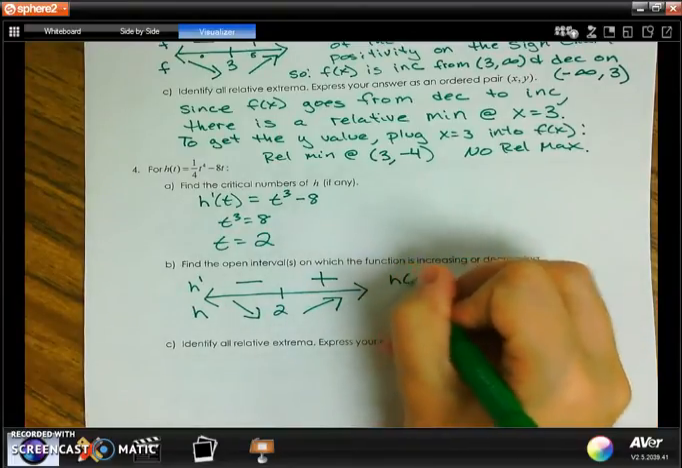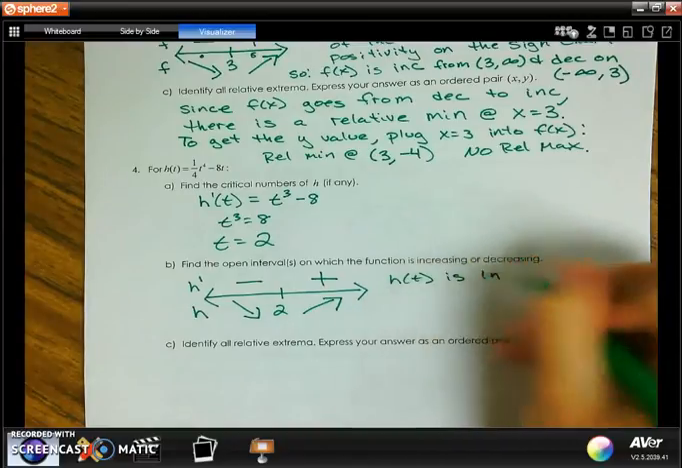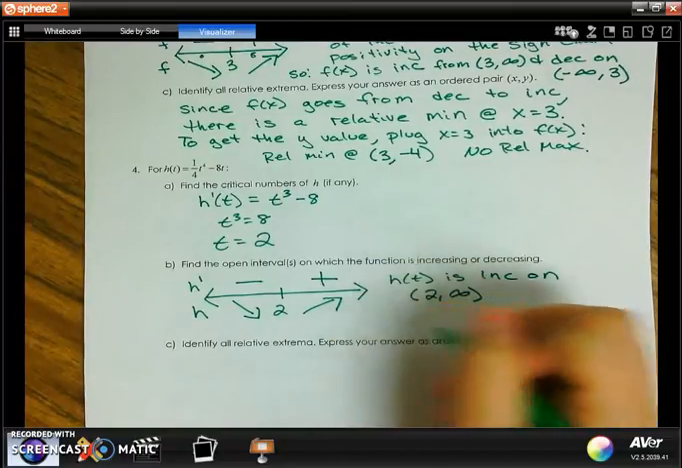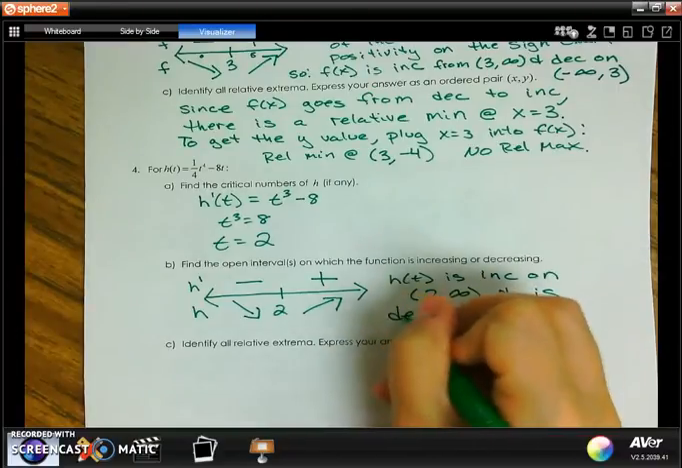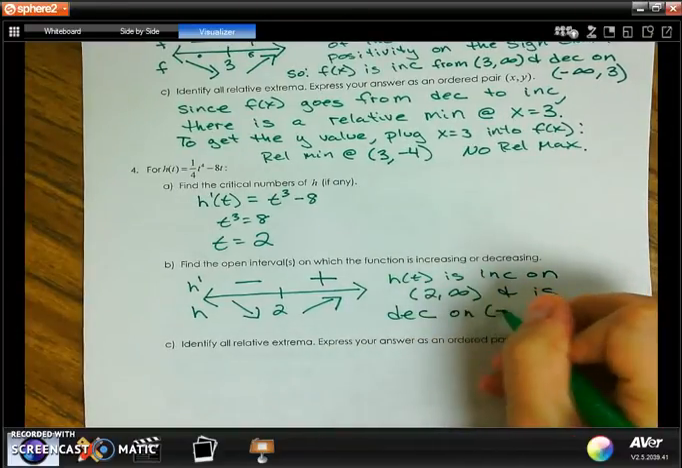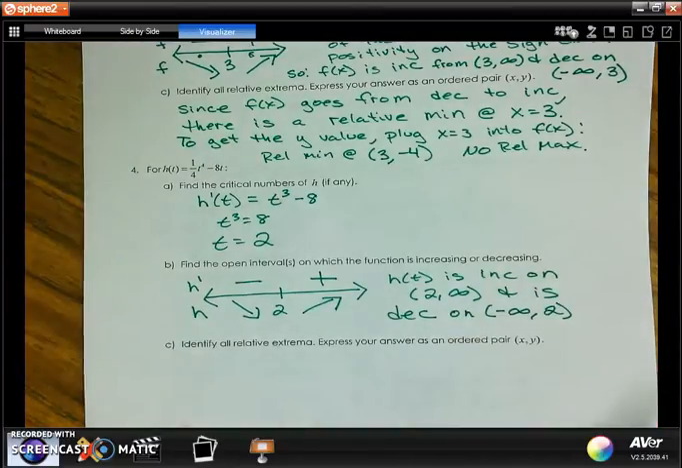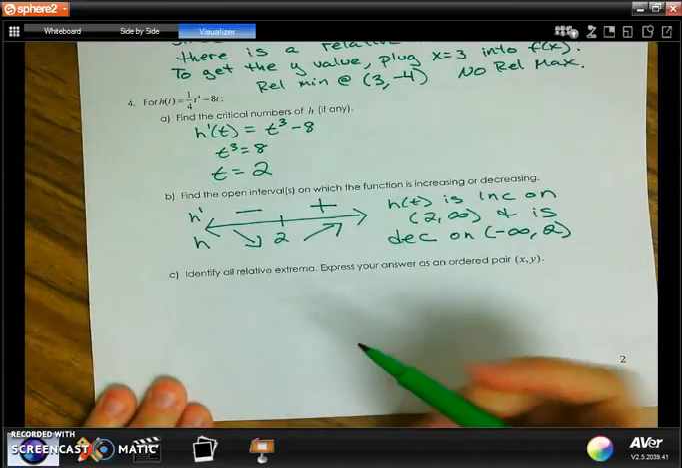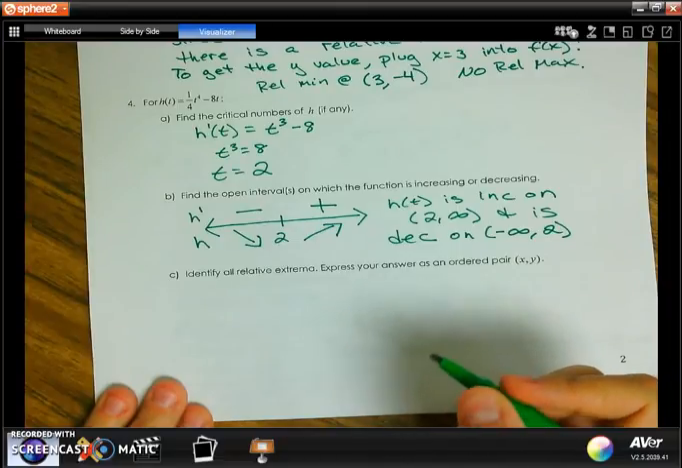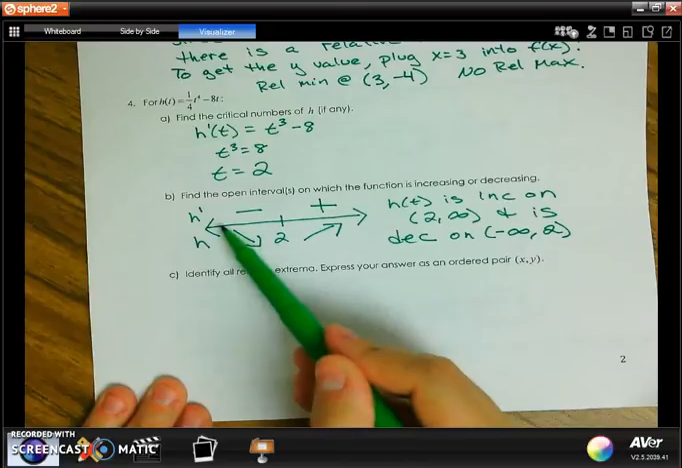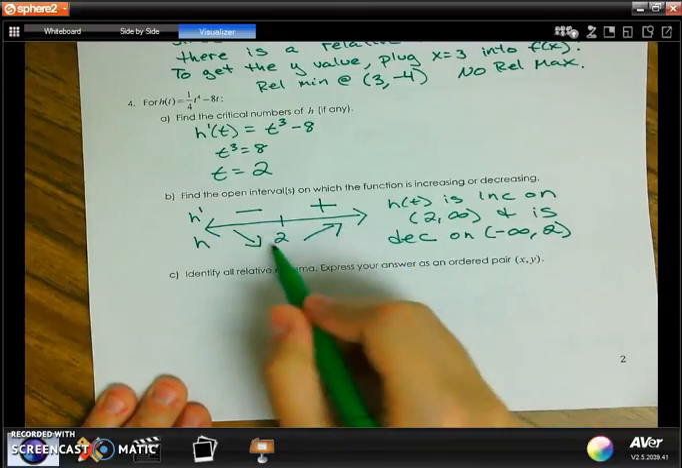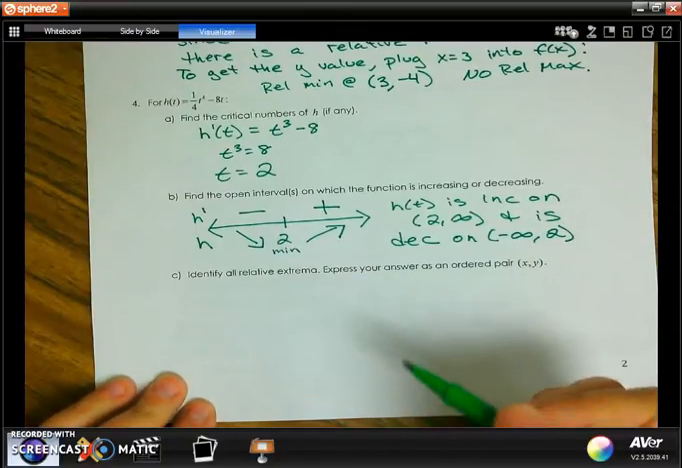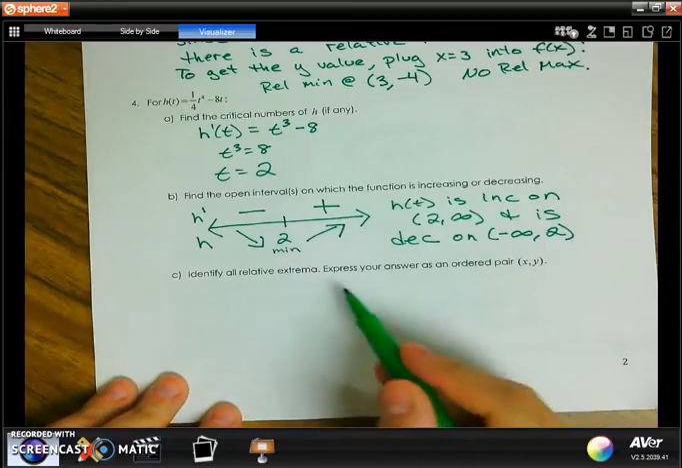So I can say that h of t is increasing on the interval 2 to infinity, and is decreasing on the interval negative infinity to 2. To find all the extrema, express your answer as an ordered pair. So this is just kind of breaking up all the steps here. To find the extrema, that's finding a max or min. So looking at this sign chart, if you are decreasing and then increasing, that tells you here that this 2 is a minimum. If you were increasing then decreasing, you'd get a max, but this one's a minimum. That's the only critical value I have, so express it as an ordered pair.